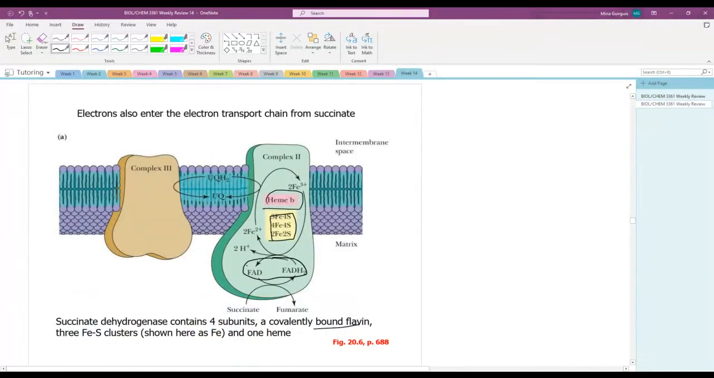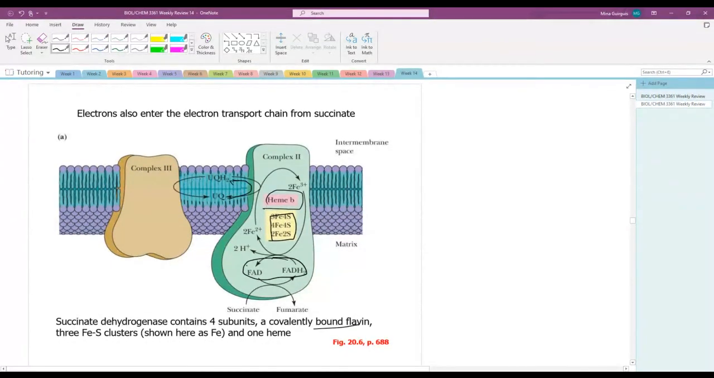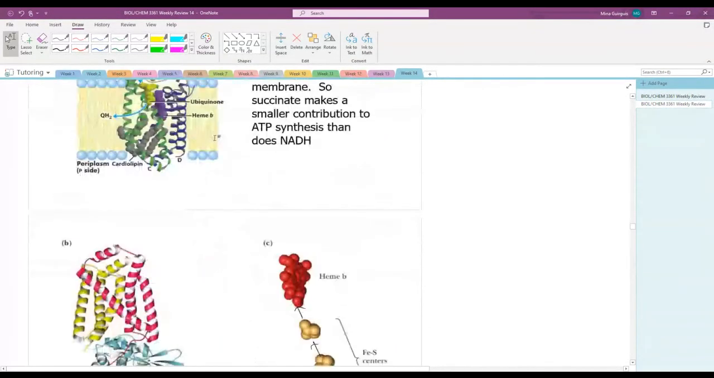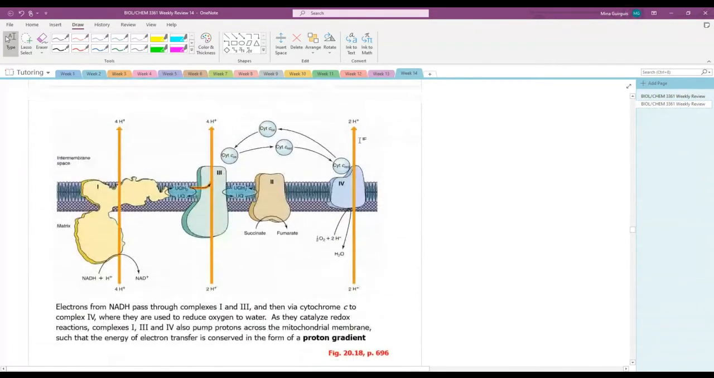transfers its electrons to ubiquinone, I'm sorry, do I have that backwards? I apologize. To ubiquinone. Ubiquinone is then converted to ubiquinol. This arrow is backwards. Ubiquinol transports those electrons into complex 3 and is converted back to ubiquinone. There we go. Okay, and I apologize, this is not the most beautiful diagram.